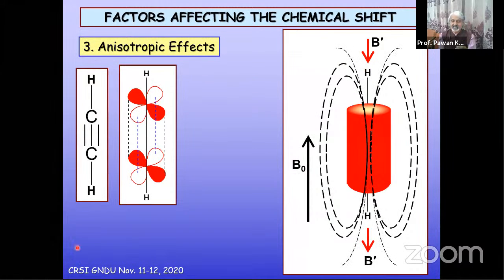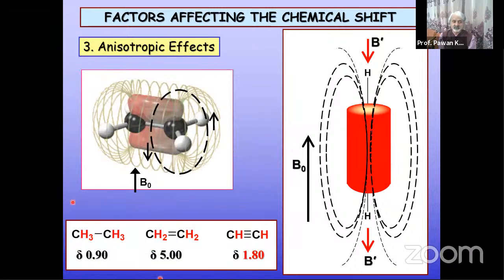So in case of ethylene, hydrogens were in the return portion. That is why they were de-shielded. But here now they are in the middle, so they are in the shielding zone. Because they are shielded, they do not absorb above 5, but they absorb at 1.8. Whereas in case of ethane, you see we have 0.9. Here we have shielding and still it absorbs at 1.8.